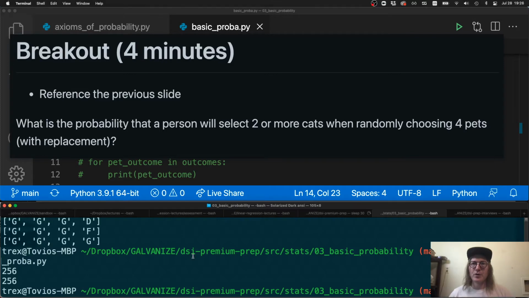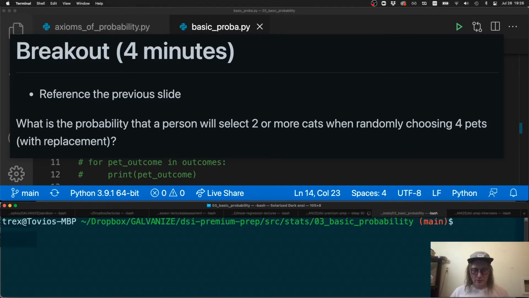So let me set a timer for 4 minutes and see if you can answer that. If you use code to answer it, and that's what I'm going to encourage you to do, also paste in your code prior to answering this probability.